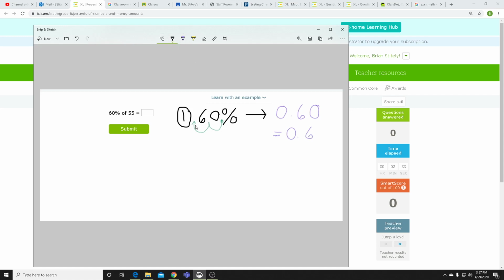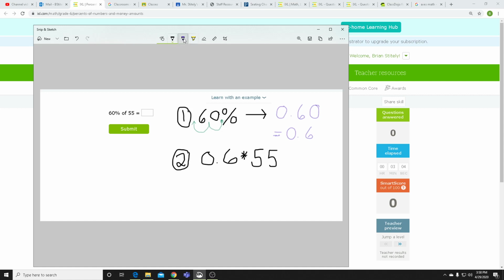So now, step 2, we're trying to estimate. Well, let's rewrite the problem actually with the decimal. So now 60% of 55 is really the same thing as 0.6 times 55. So when you put the percentage as a decimal, you can figure out percentages just by multiplying.